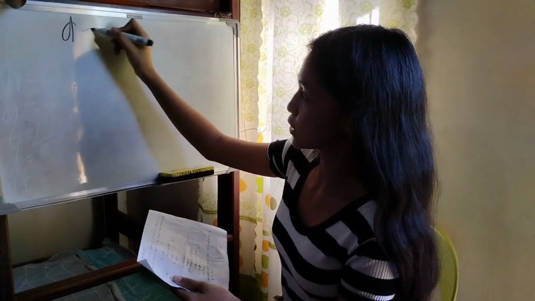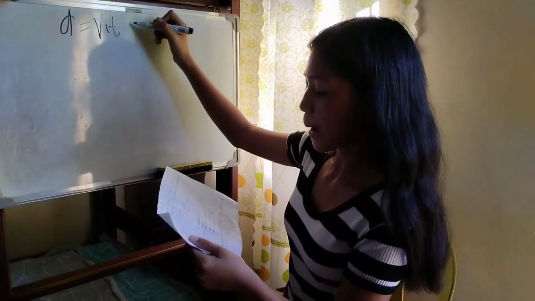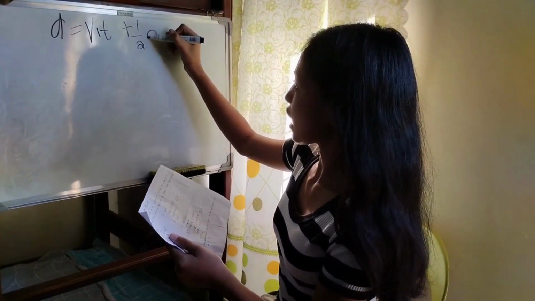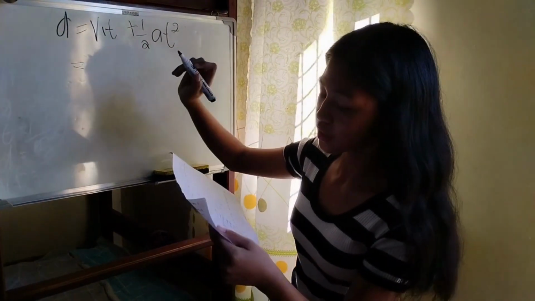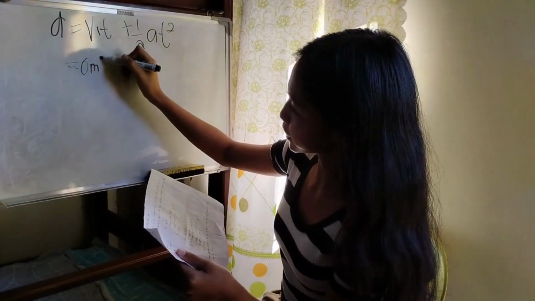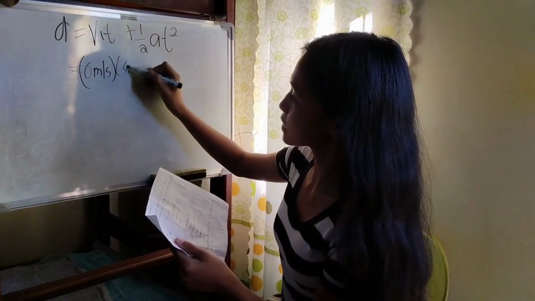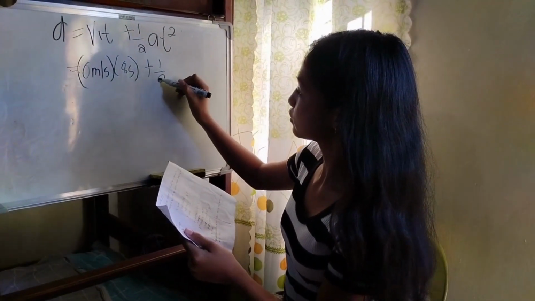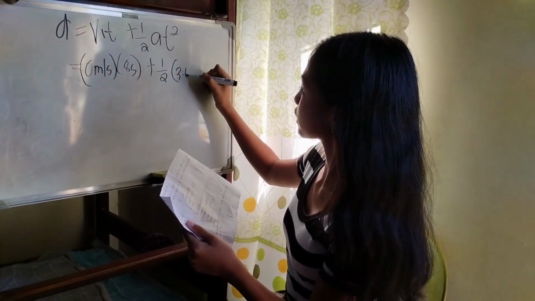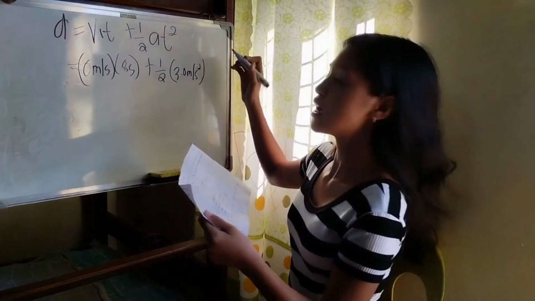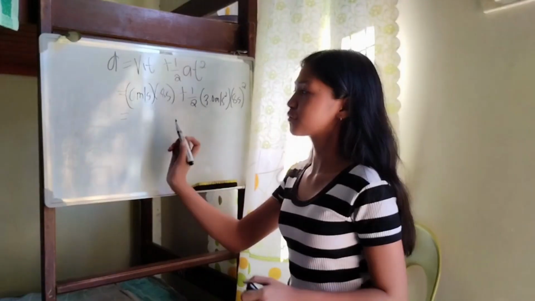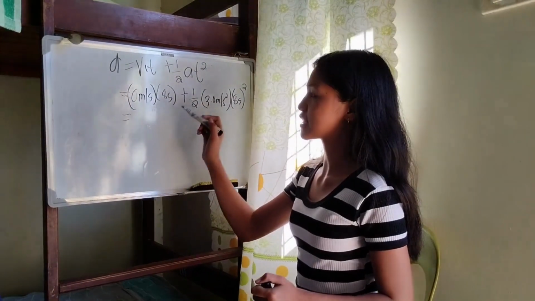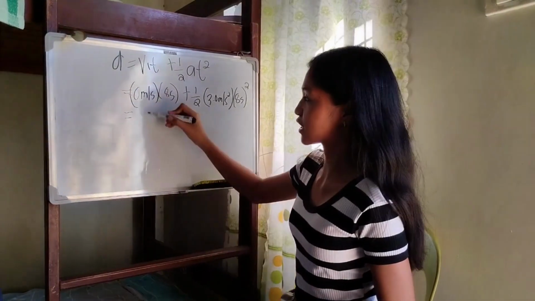For the formula of displacement, we have displacement equals initial velocity times time plus 1/2 times acceleration times time squared. So we will substitute the numbers. For the initial velocity, we have 0 meters per second. The time is 8 seconds, plus 1/2 times acceleration, which is 3 meters per second squared, times time, 8 seconds, to the power of 2. So we will first solve for the 0 meters per second times 8 seconds, which is 0 meters.